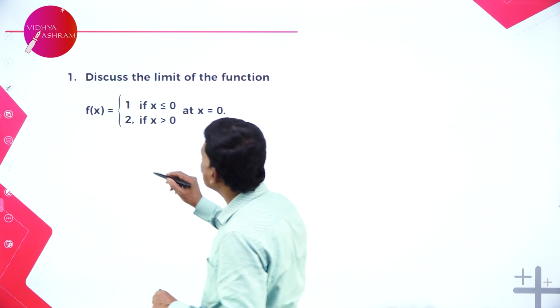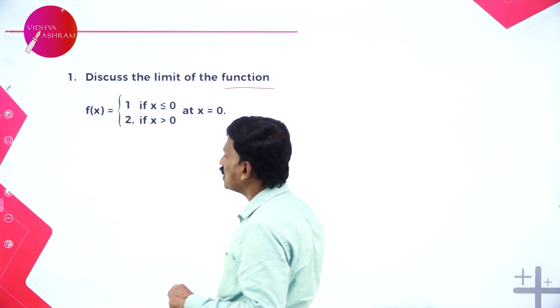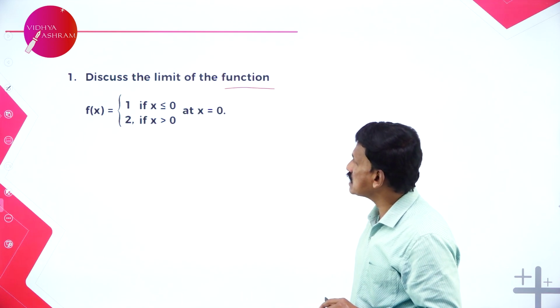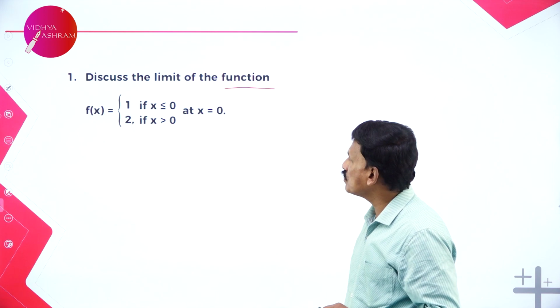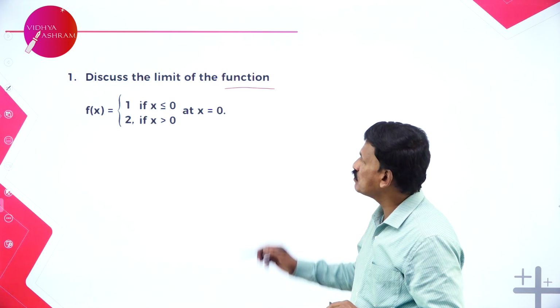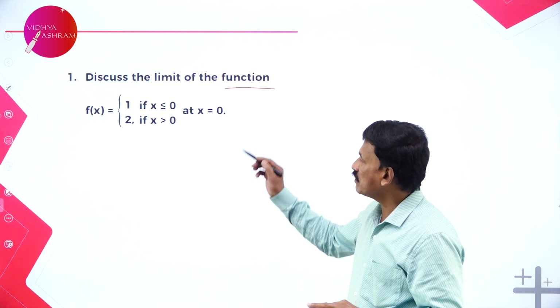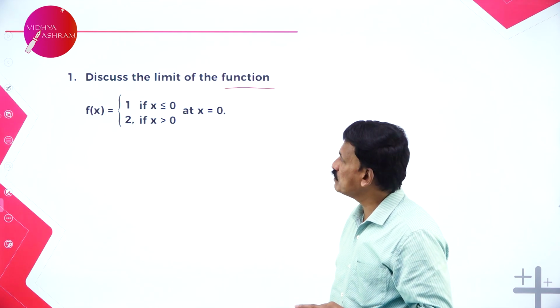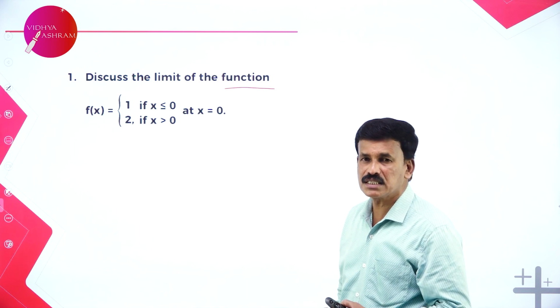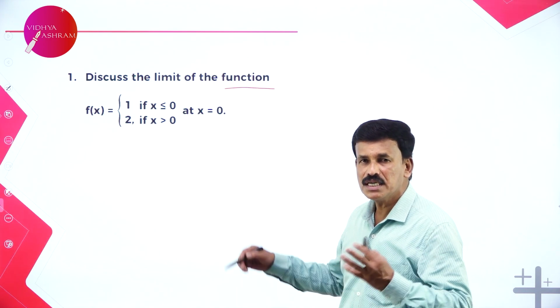Now what is given? Discuss the limit of the function f of x is equal to 1 if x is less than or equal to 0, 2 if x is greater than or equal to 0, at x is equal to 0. Just by looking at the problem you can say that the value of the left hand limit is 1 and the right hand limit is 2. So we can say that the limit of this function does not exist.